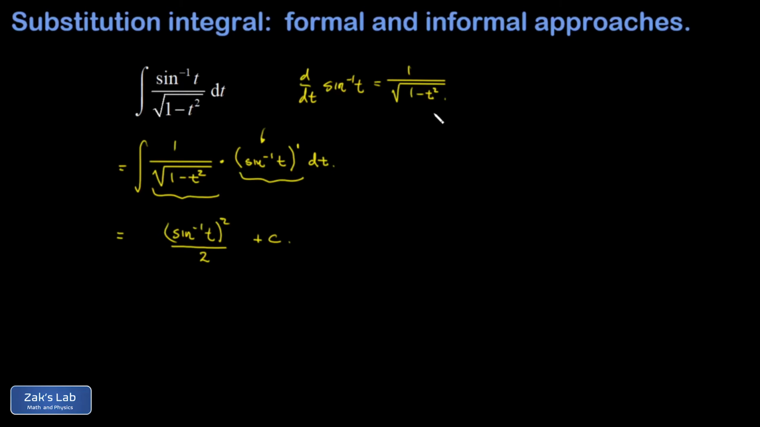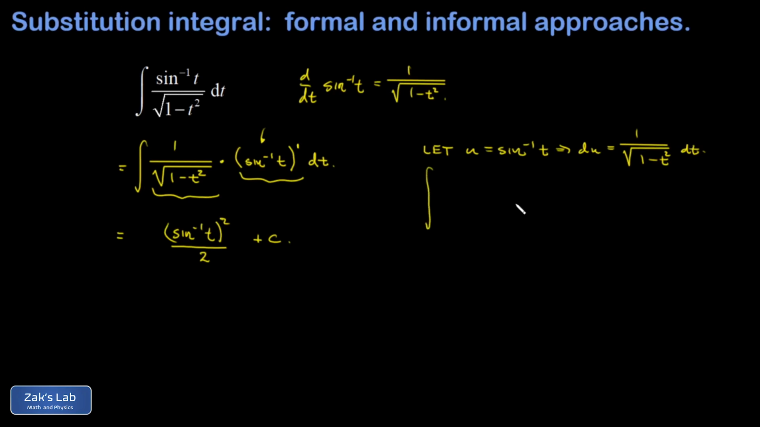Now, if I want to do this in a more formal way, I can use an explicit u-substitution. But I still have to recognize which function is the interior function, and then which piece of this integrand is the derivative of that. And that informs my choice of u. So I'm letting u be inverse sine of t, and that means du is the derivative of that times dt. So I have a 1 over square root 1 minus t squared dt.